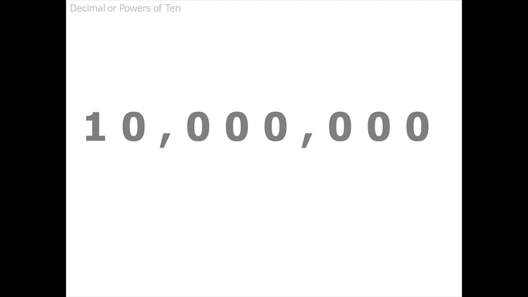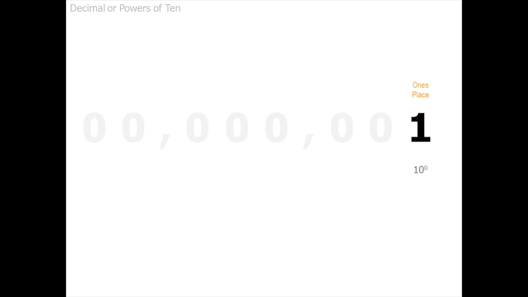In math class, we have what's called the powers of 10. In this case, the number 10 million. To break this down, first you have the ones place. Remember, anything to the 0 power is 1. Well, 10 to the 0 is 1. It's the ones place. Anything that's in here is in the ones category. Then you have the tens place, which is basically just 10 times 1. So anything in here is going to be some multiple of 10.